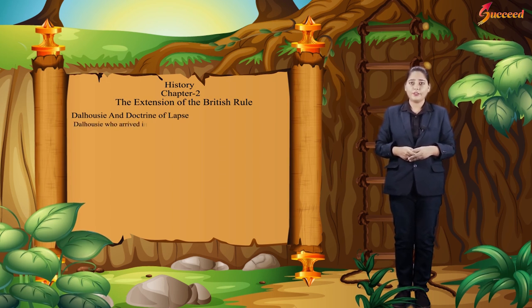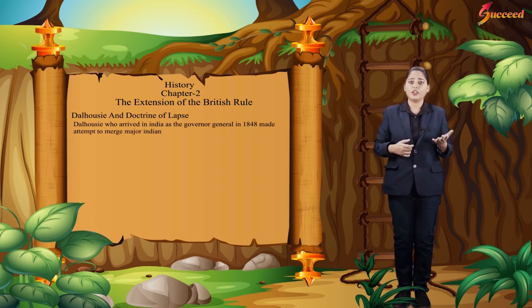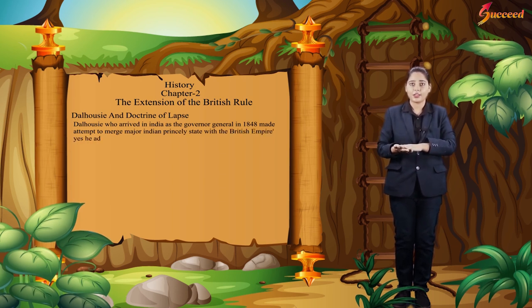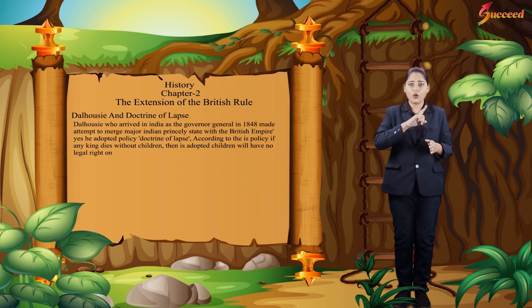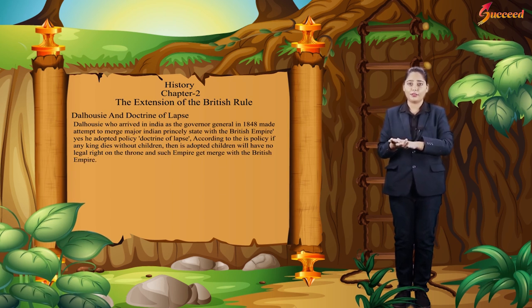I hope you have understood. The next topic is Dalhousie and the Doctrine of Lapse. Dalhousie, who arrived in India as governor in 1848, made an attempt to merge the major Indian princely states with the British Empire. Yes, he adopted the policy of the Doctrine of Lapse. According to this policy, if any king dies without children, then his adopted children will have no legal right to the throne, and such an empire gets merged with the British Empire.